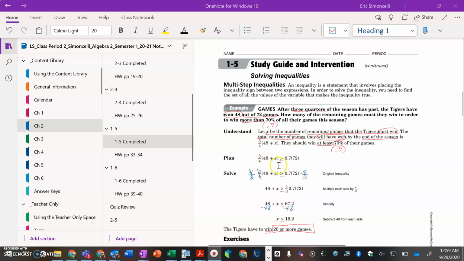3/4 times this quantity will be greater than or equal to, I added the or equal to, so at least 70%. But again, we know that it's out of 72. So we actually can do that math. 0.7 times 72. Multiply both sides by 4/3. And then if you see here, you have 4/3 times this quantity, and this ends up being 67.2. Subtract 48. If you recall, we ended up with this. Now this number is technically not the number of games that they have to win, so we round up in order for us to get that percentage to just surpass 70%, so 20 or more games.